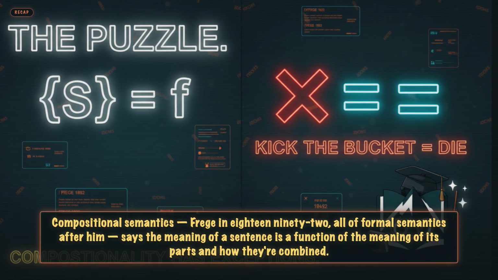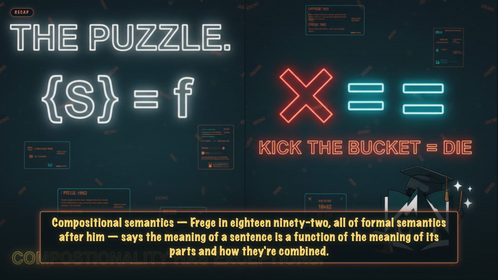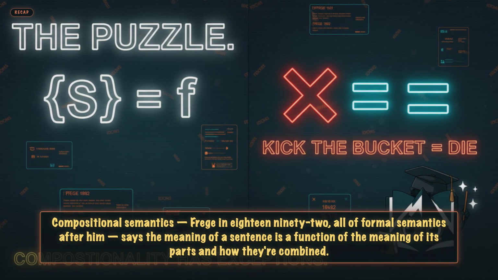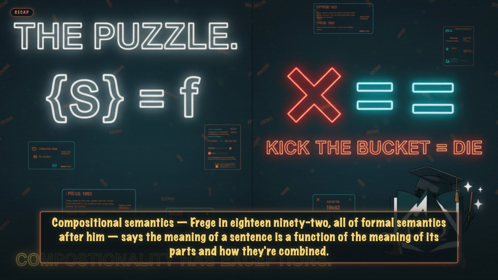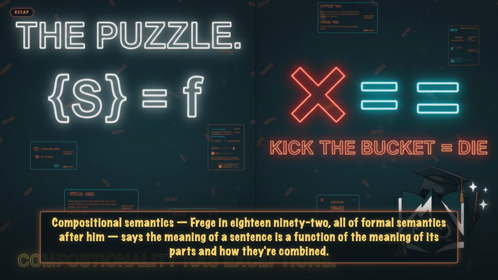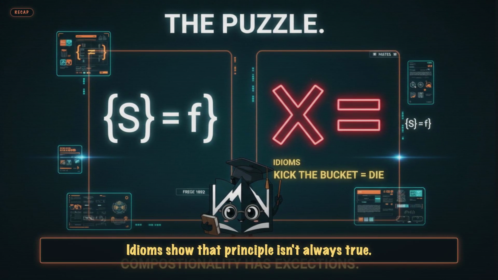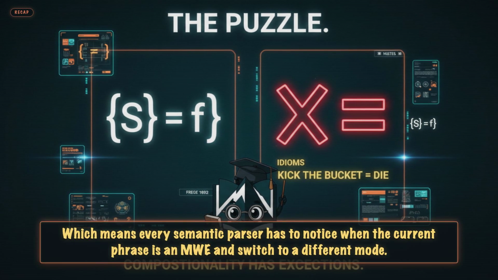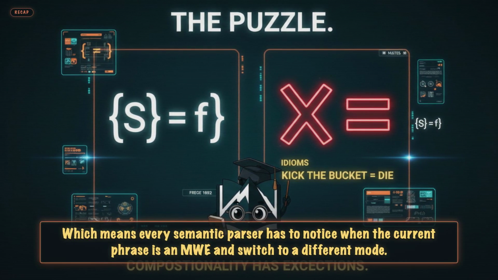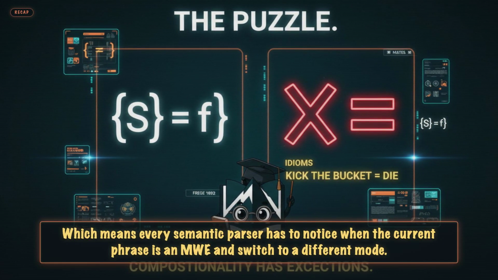Today's puzzle: compositional semantics. Frege in 1892, and all of formal semantics after him, says the meaning of a sentence is a function of the meaning of its parts and how they're combined. Idioms show that principle isn't always true, which means every semantic parser has to notice when the current phrase is an MWE and switch to a different mode.